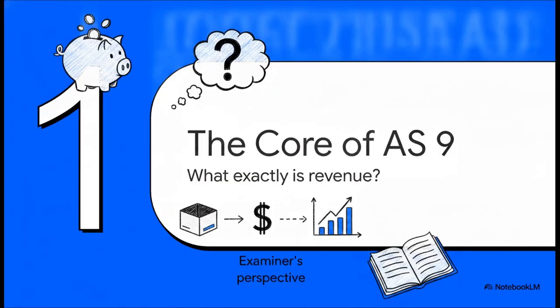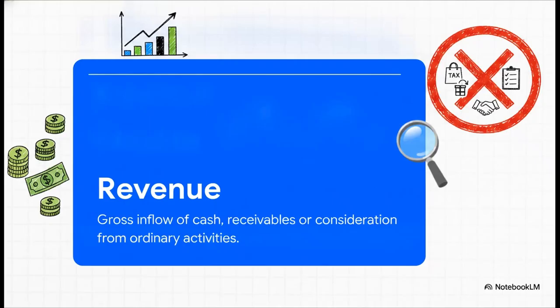Section 1. The core of AS9. What exactly is revenue? Before we unleash the complex exam tricks, we just need to quickly anchor ourselves on the actual foundation of the standard. Revenue is officially defined as the gross inflow of cash, receivables, or other consideration arising specifically from the ordinary activities of an enterprise. Now, the absolute crucial point here, the thing you've got to remember, is that revenue must always be measured at the gross amount of consideration receivable.